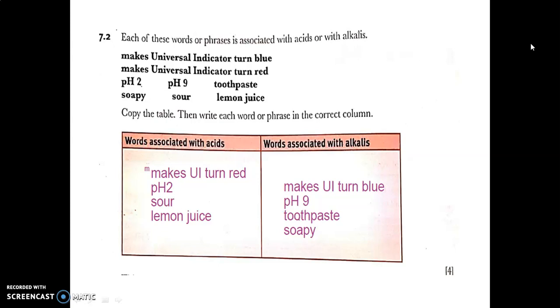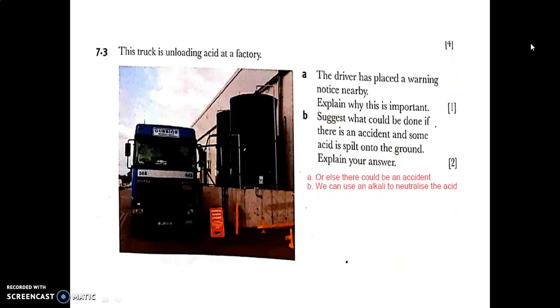We studied before. And lemon juice. That is, all citrus fruits we know are acidic. So, this is acidic. Now, obviously, the other words associated with alkalis: that makes UI, or universal indicator, turn blue. It has a pH of 9, and toothpaste, and the next word is soapy. I hope it's clear.